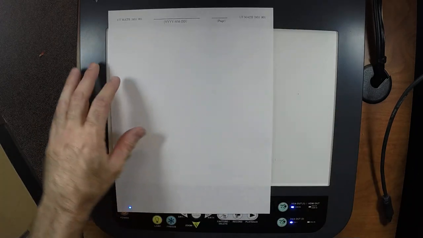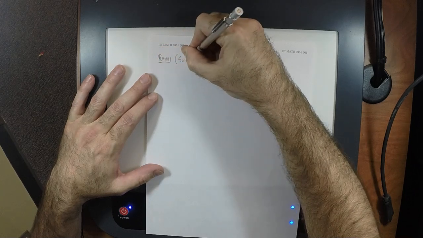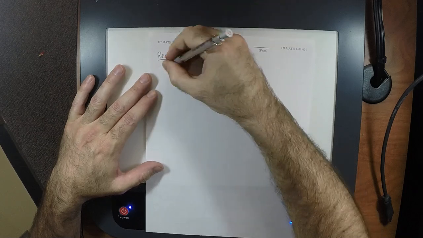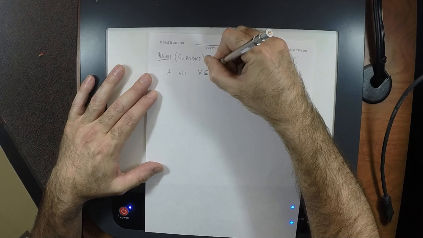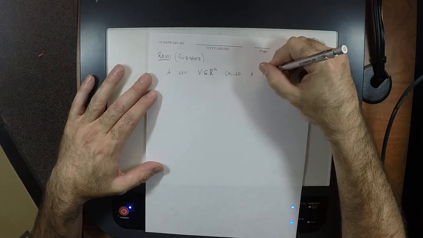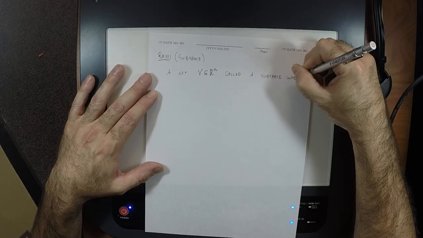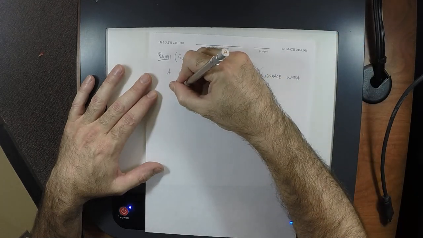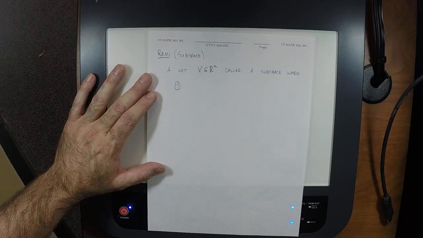Good. So now, all of you had to take linear algebra before you got here. So this is just a reminder of what a subspace is. So a set V, which is a subset of Rn, is called a subspace when two conditions hold. So two things have to be true about this subset V.